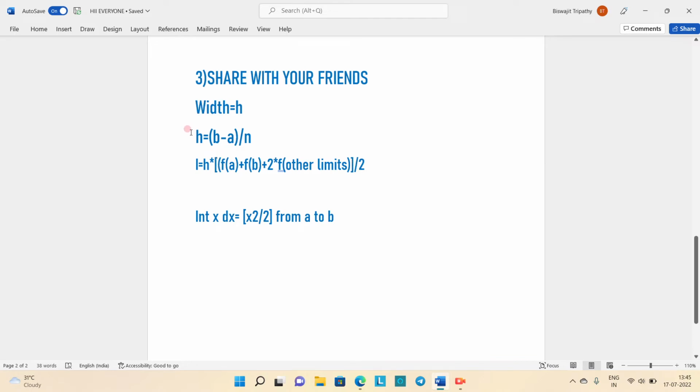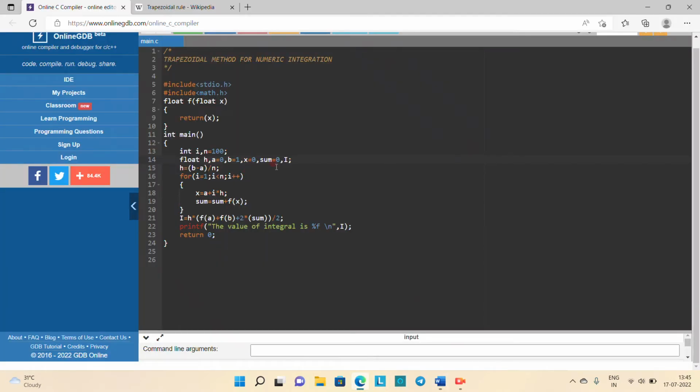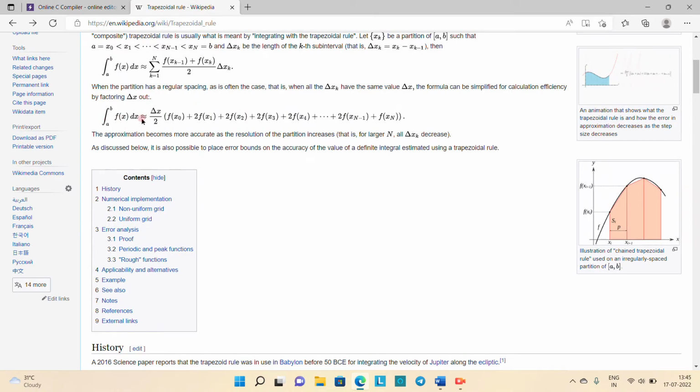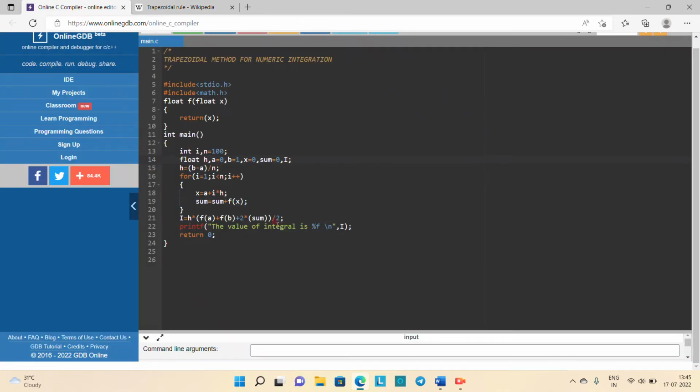We obviously need h, b, a, and n. After that, for the calculation of the other limits, we need two functions, x and sum. And we also need I, because we will write the integral value I. We cannot insert the integration sign in the program. So we have to tell the computer that this I is my integration value.